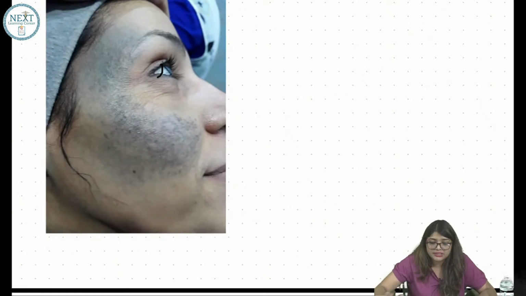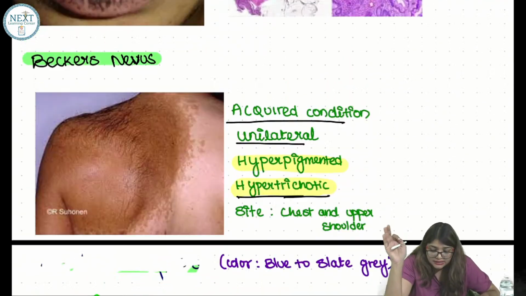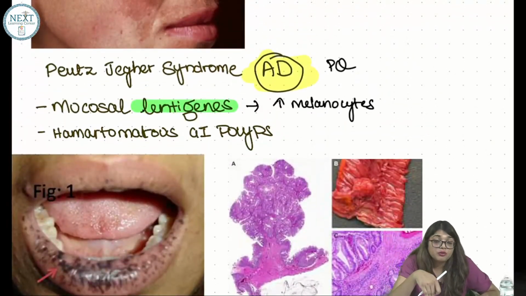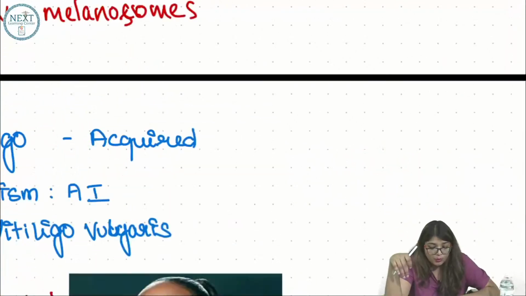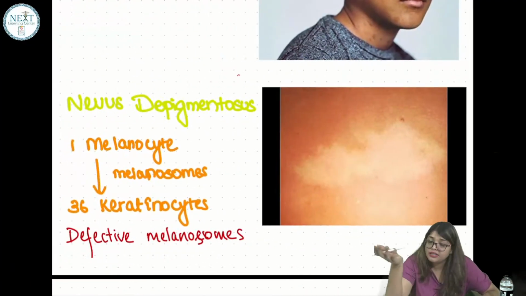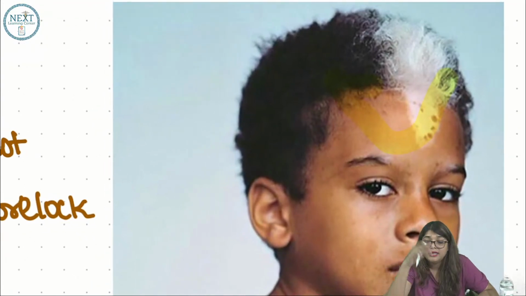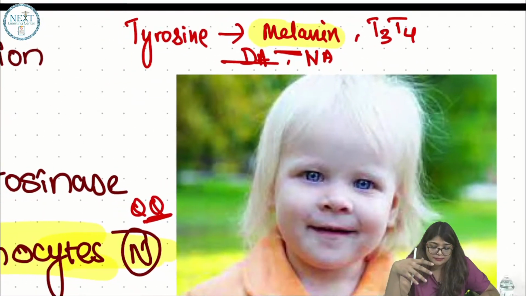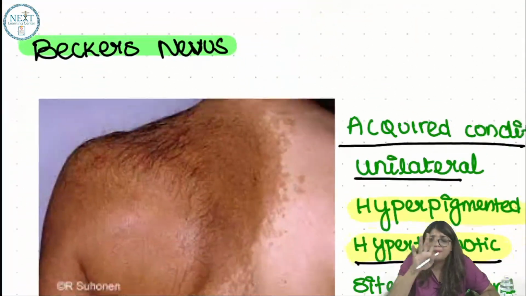Look at the lesions once again. Nevus of Ota, Mongolian spot, Becker's nevus, Peutz-Jeghers syndrome, melasma, vitiligo. You have your nevus depigmentosis. You don't need to remember that. This one you need to: piebaldism and albinism. Okay?